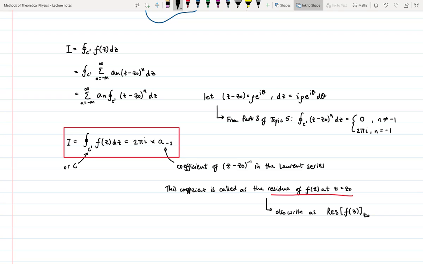And below I'm going to note that this result is core to something called the method of integration by residues. And I'm going to underline this as well.